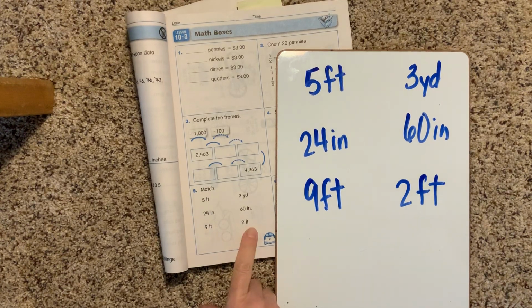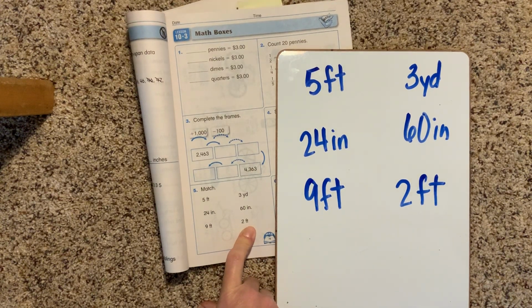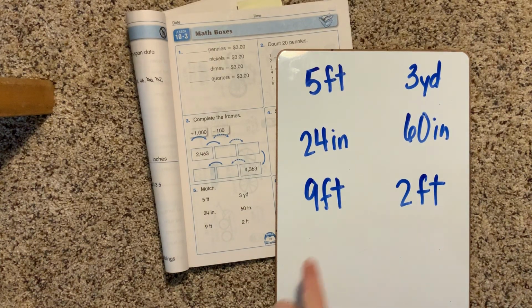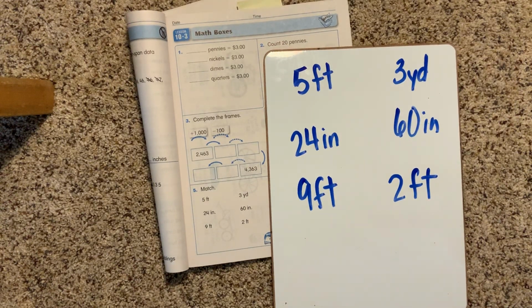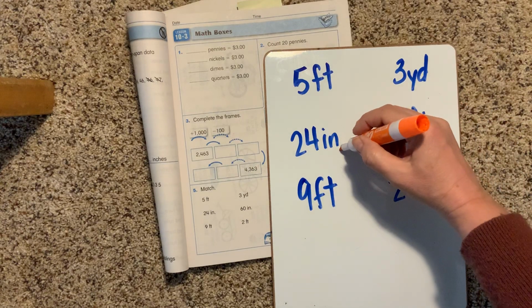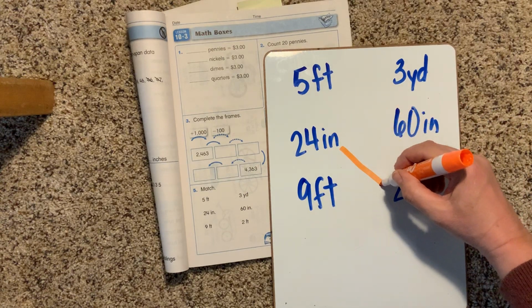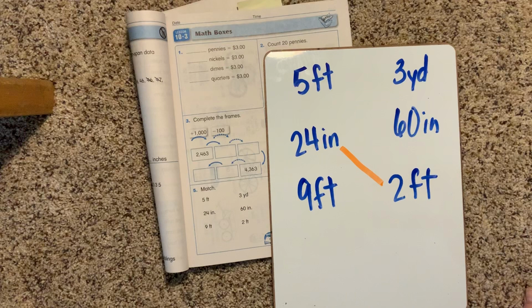Can 9 feet match up with 2 feet? It definitely can't. Could 24 inches match up with 60 inches? No way. So let's think about what we've got here. If we have 2 feet, I got kind of excited about this one. 2 feet, I know that there's 12 inches in 1 foot. So 2 feet, when I double 12, I get 24. So that one seemed like a pretty easy answer for me.